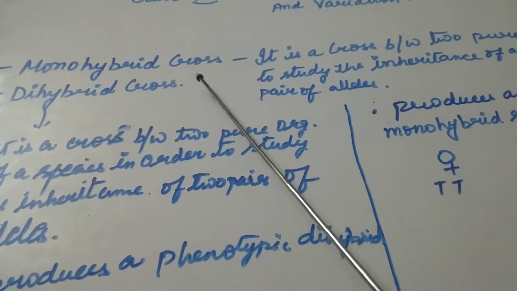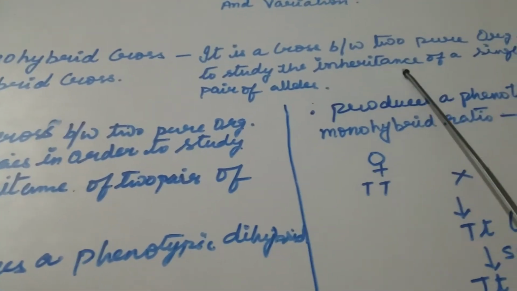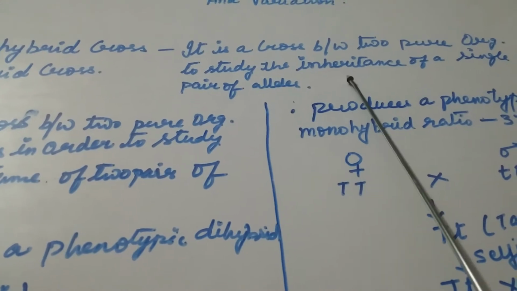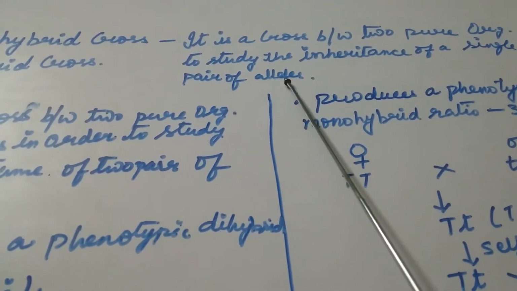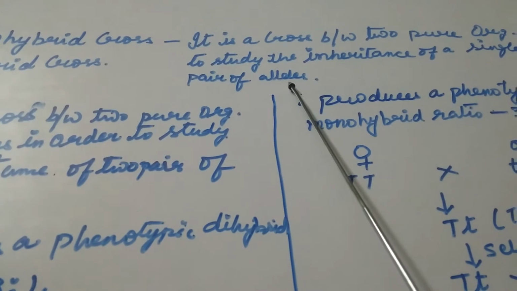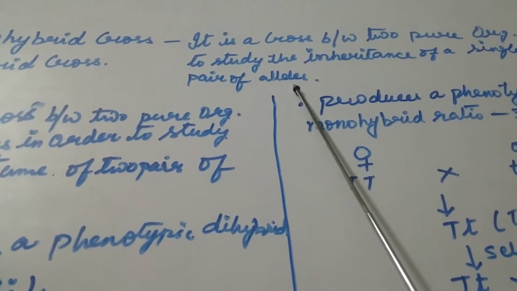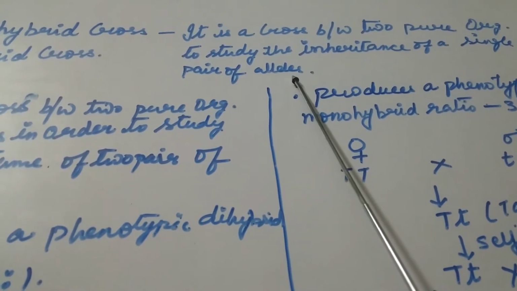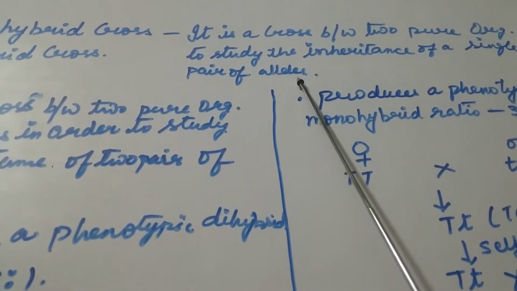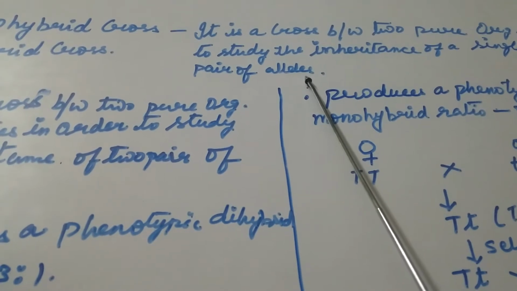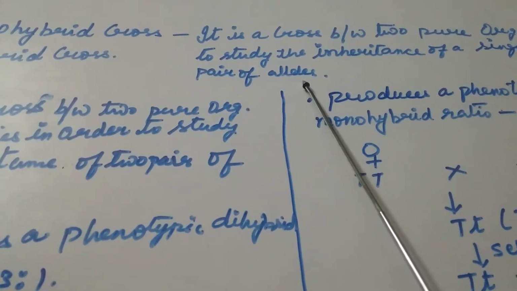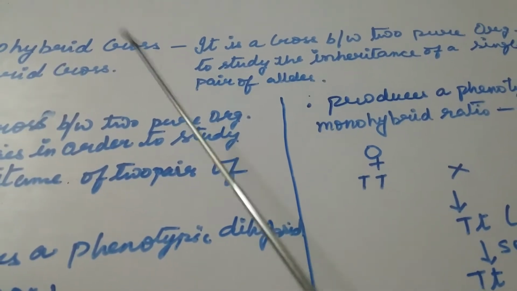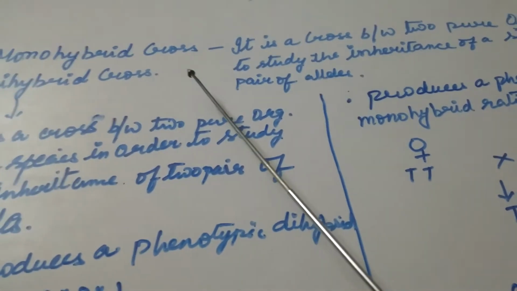Starting with monohybrid cross, it is a cross between two pure organisms to study the inheritance of a single pair of alleles. That means the character may be single here, either the tall plant, the flower color, the color of the seed, or the shape of the seed. So when we are talking about only one pair of alleles or one character, we do a monohybrid cross.